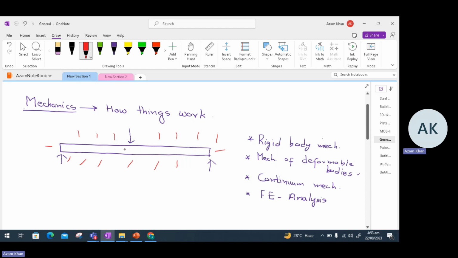So how the loads are getting transferred from here to here. At a particular point, how to find a stress. Then at a particular point, how much is the maximum stress? And corresponding to stress, how much is the strain? How is the stress related to strain? So material properties. These are all fundamental components of mechanics, and we will study them in greater detail. So this is what mechanics is.